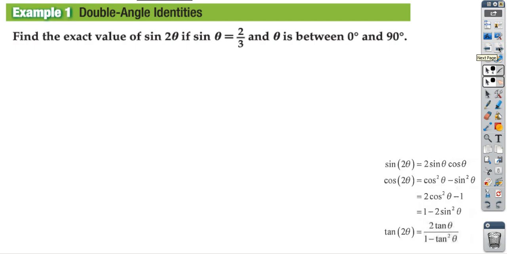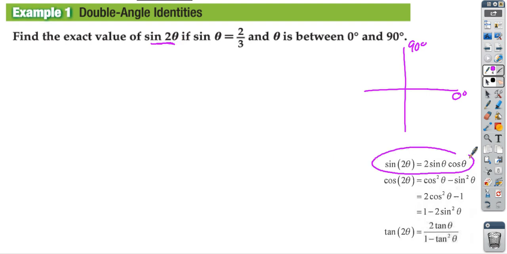Alright, so this one says find the exact value of sine 2 theta if sine of theta is 2 over 3 and theta is between 0 and 90, which means we're in the first quadrant, because here's 0 and here's 90. So first of all, sine of 2 theta means we could be in a different quadrant, because theta is in the first quadrant, but 2 theta is going to double that. If, for example, theta were 10 degrees and you doubled it, you would still be in the first quadrant. So we're going to have to account for that momentarily.